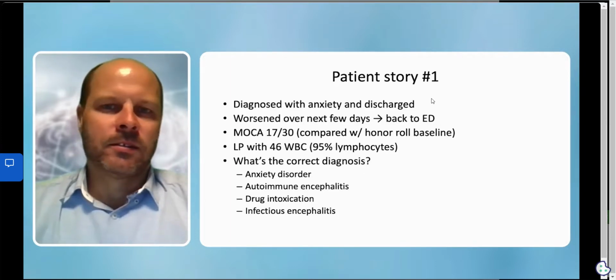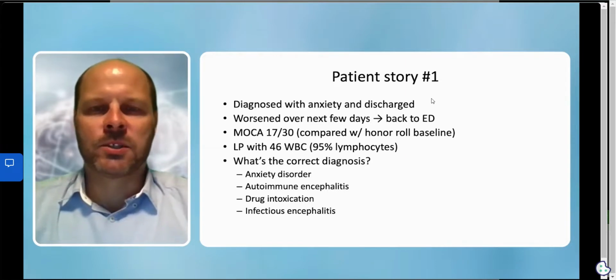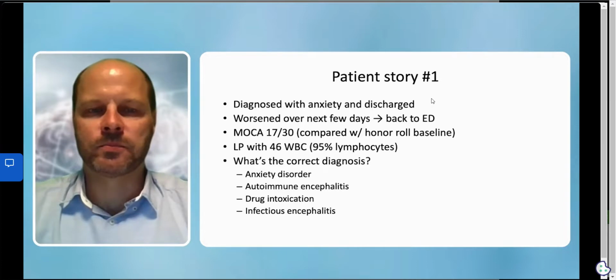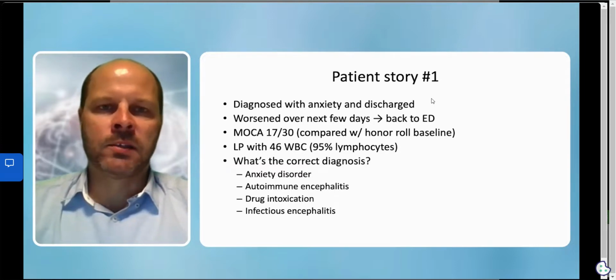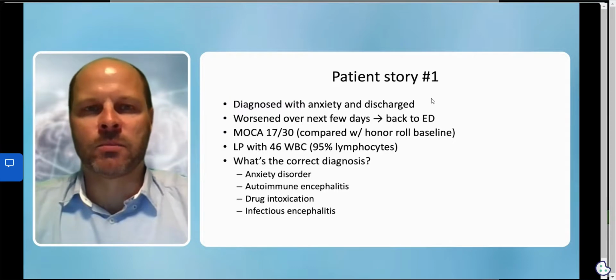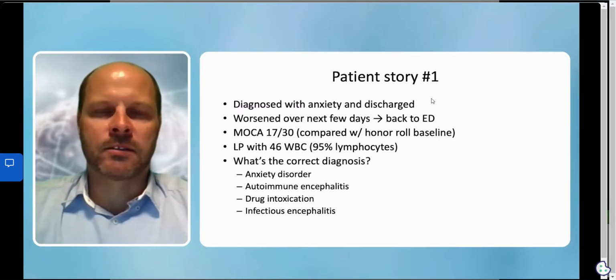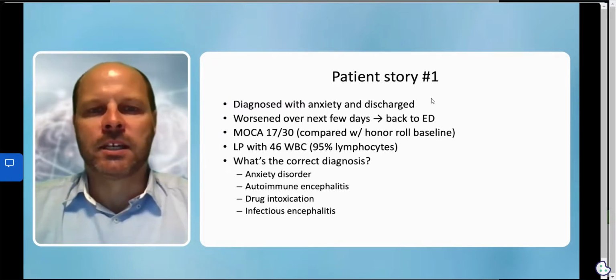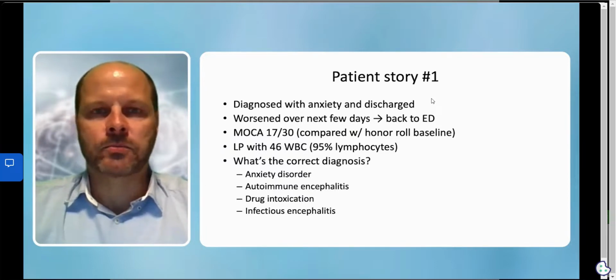So in the real world setting, the patient was diagnosed with anxiety and discharged from the emergency room. However, she worsened over the next few days, and so her parents brought her back to the emergency room. At this point in time, a more detailed cognitive assessment was performed using the Montreal Cognitive Assessment, or the MoCA, and she scored a 17 out of 30, well below normal. And this was compared to her baseline, where she was an honor roll student.